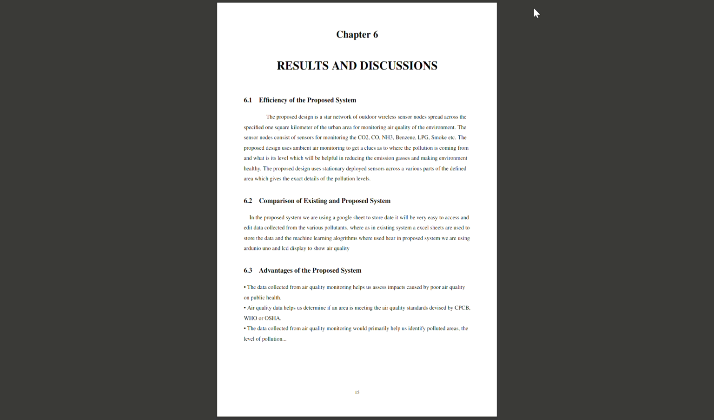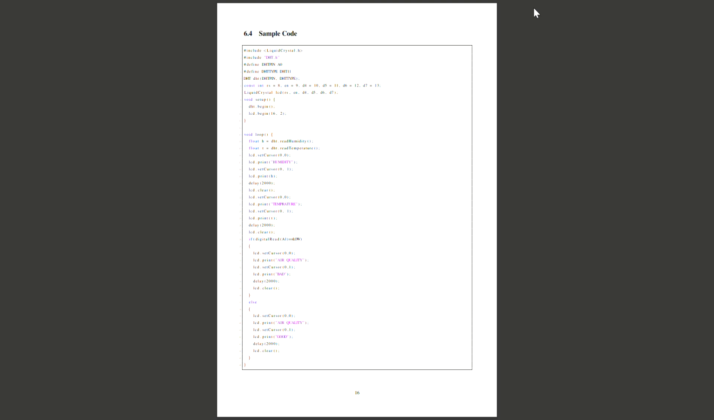Comparison of existing and proposed system. In the proposed system, we are using a Google Sheet to store data. It will be very easy to access and edit data collected from the various pollutants. The advantages of the proposed system are: data collected from air quality monitoring helps us assess impacts caused by poor quality on public health. Air quality health data helps us to determine if an area is meeting the air quality standards set by CPCB, WHO or OSHA. And this is the sample code related to our project.